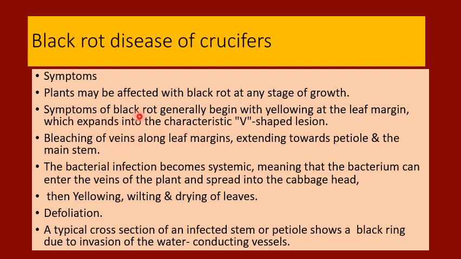Then we can see yellowing at the leaf margin, which expands into the characteristic V-shaped lesions. I can show you the symptoms later. Then actually these are the characteristic symptoms. Yellowing of leaf margins with the V-shaped lesion. Then bleaching of veins can also happen along the leaf margins, and it will extend towards the petiole and the main stem. And the bacterial infection becomes systemic.